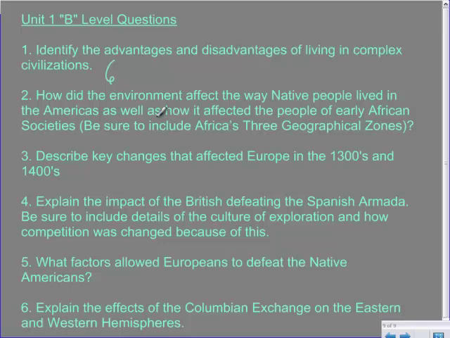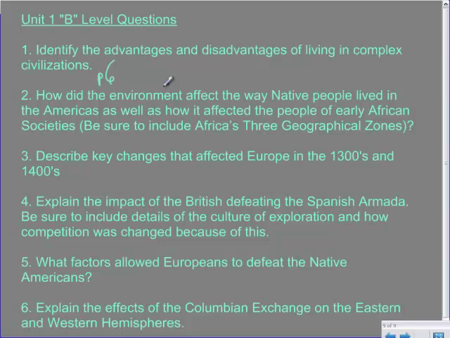Advantages: having more people, more farms, all of that kind of stuff. More food. Disadvantages: disease can spread quickly. That's one of the ones that comes to mind. But you're going to need to think of the disadvantages because the book talks a lot about the advantages. So I'd go to page 6 for that.